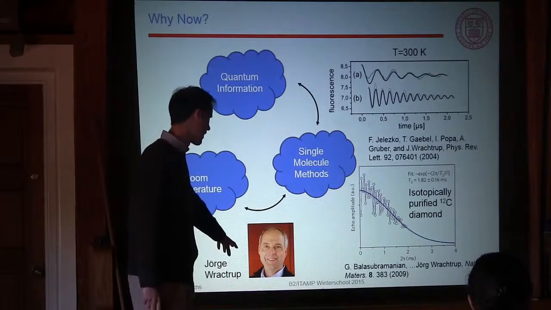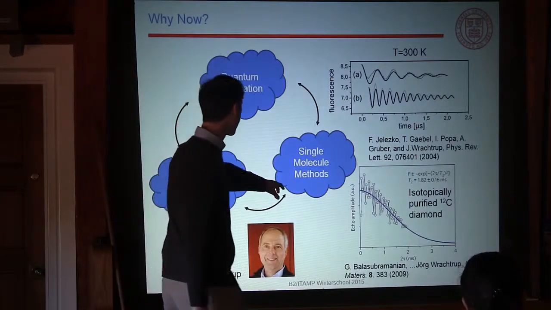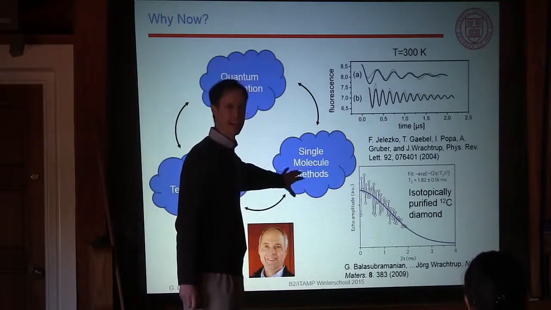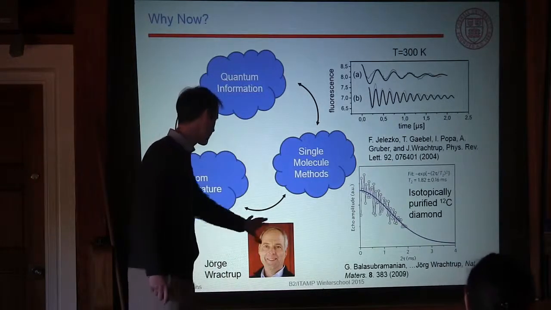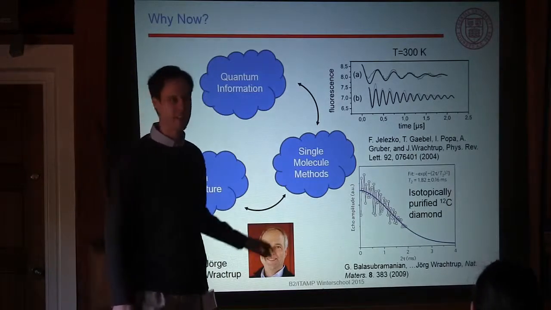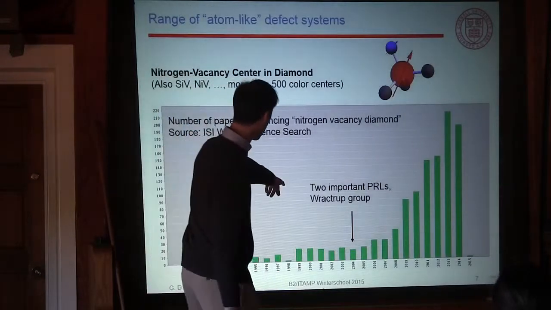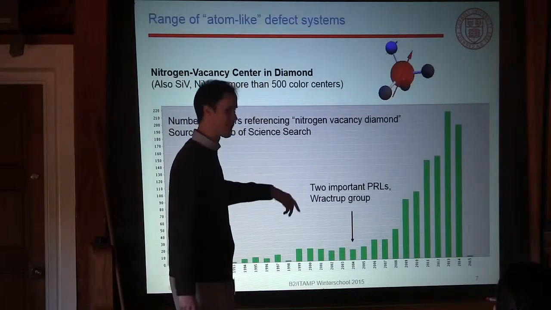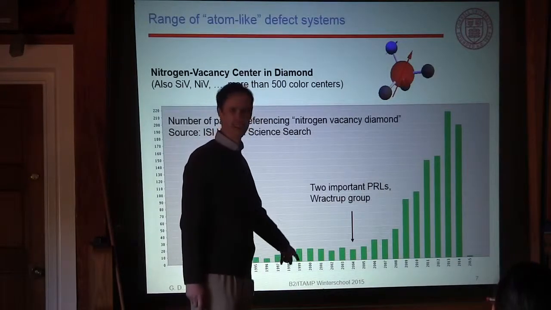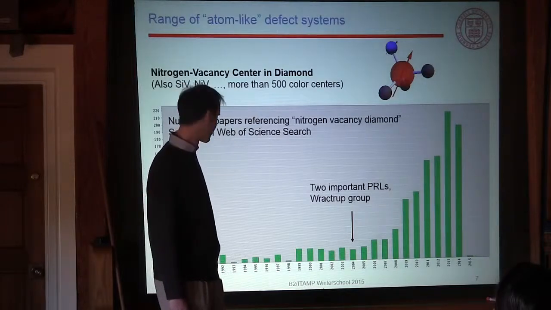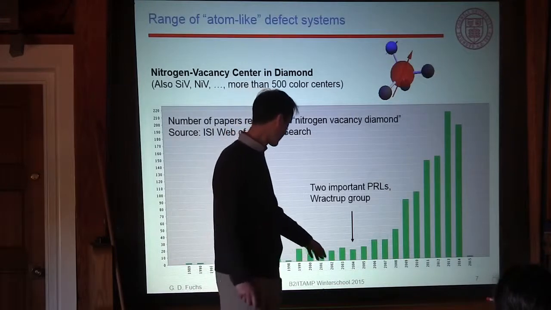And I credit Jörg Wrachtrup with realizing all of this first. He comes from the single molecule world, combining these ideas of single molecule methods and quantum information and a room temperature system. So I think we all owe him a debt of gratitude. Okay, so you can see the history. I just pulled this off the Web of Science. This is just a simple search. And so people were interested in diamond, color centers, NV centers, sort of, oh, look at this, isn't this neat?